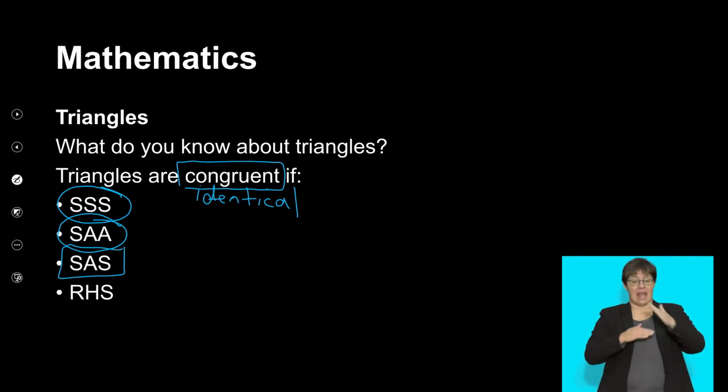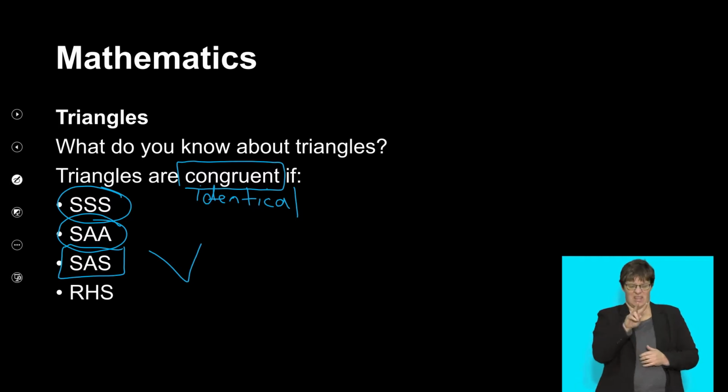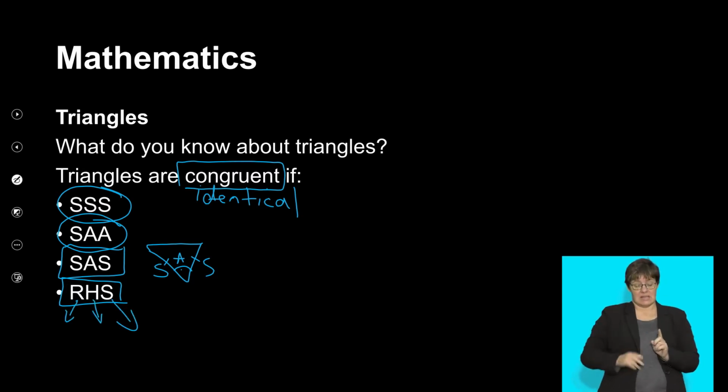Side, angle, side. This is normally like a V, right? Where my side is there, my side is there, and then my angle is here. So it is side, angle, side, which is a side and an included angle and a side. It is something of this nature, and then you can close your triangle there, and it will be side angle side. Then the other one is RHS, which is a right angle, hypotenuse, and then one more side. Remember, the hypotenuse is the longest side of a right angled triangle, right?